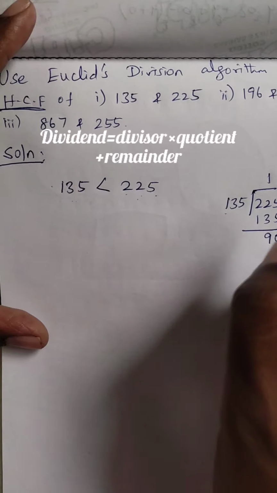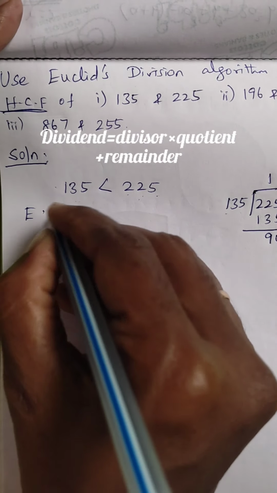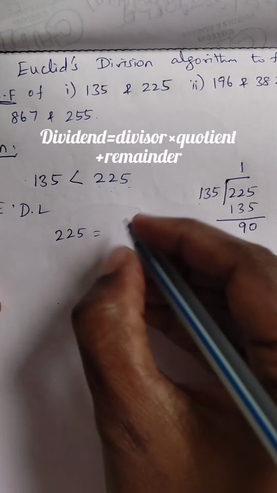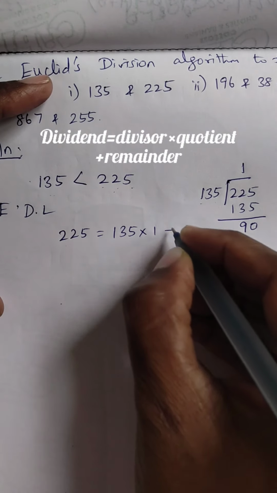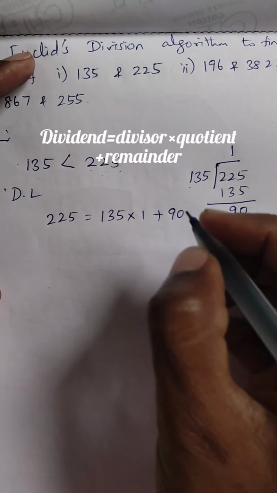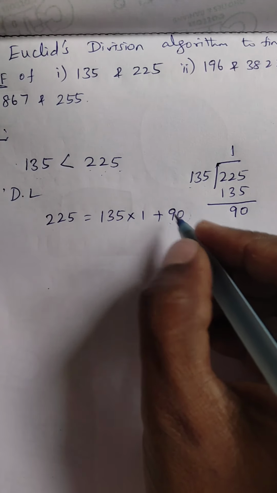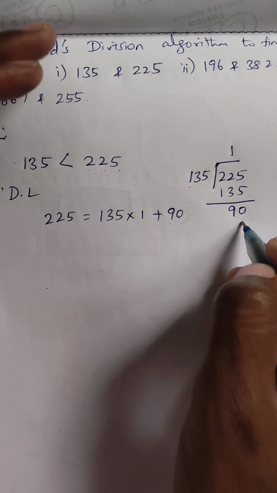Now by using Euclid's division lemma, we can write 225 is equal to 135 into 1 plus 90. Here the remainder is 90. This process should be repeated till the remainder gets 0.